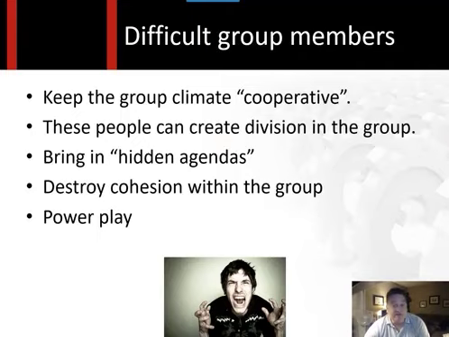And oftentimes these difficult group members present power plays. This is especially true with group leadership positions, where group members will fight, and there will be tension and contention among group members. So that can also be demonstrated.